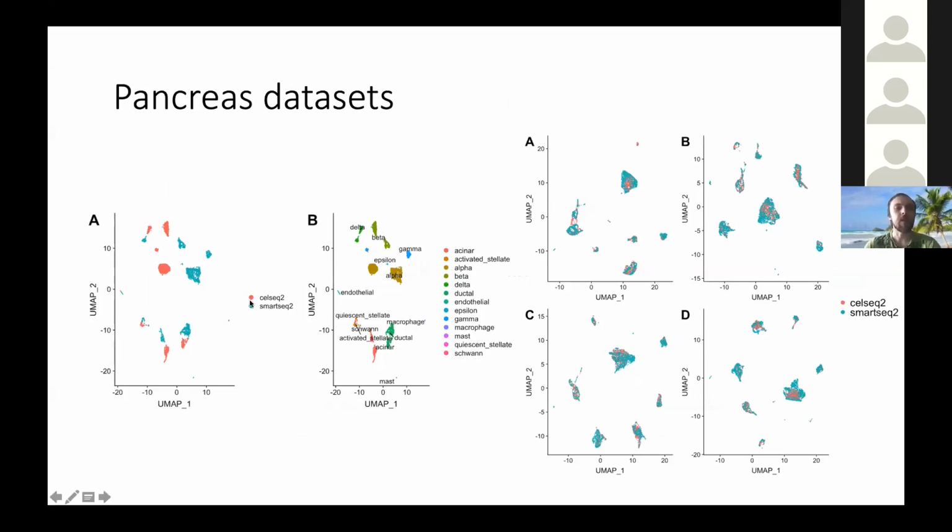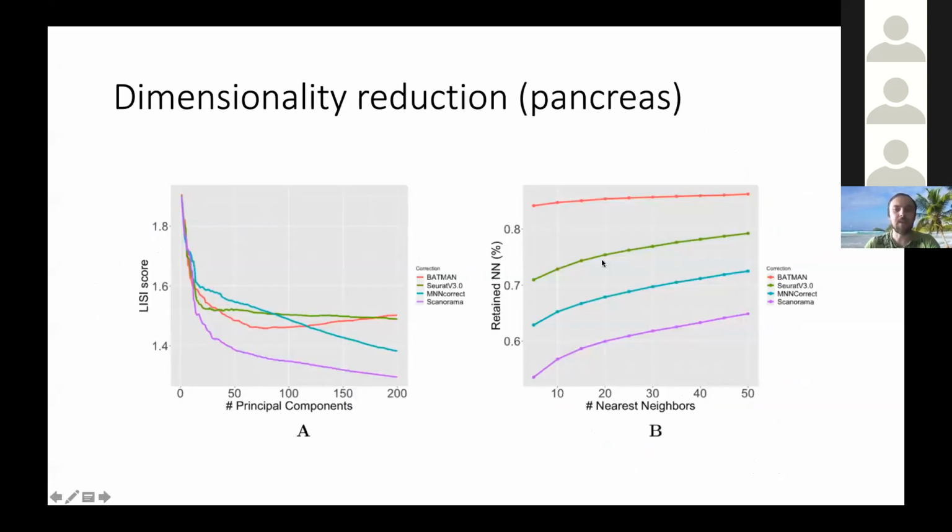So here I used two data sets, CEL-seq2 and Smart-seq2 data sets. And here we have 13 cell types. So we see that in the real case scenario, most of the methods were producing similar results. In terms of LISI score, Batman was not the best in the top, let's say, up to 50, but then it was more or less stable. What's a good thing here is that it did not sacrifice the local structure of the two data sets.